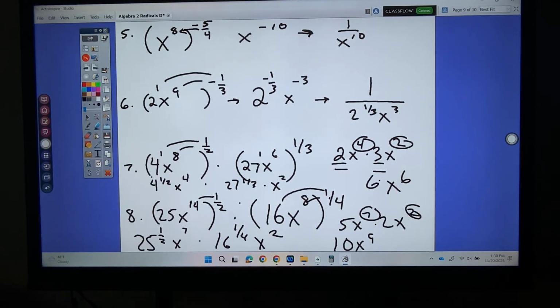All right, so those are all examples, okay? And then you would try the last bit. Those are all examples of converting radicals to exponents and exponents to radicals.